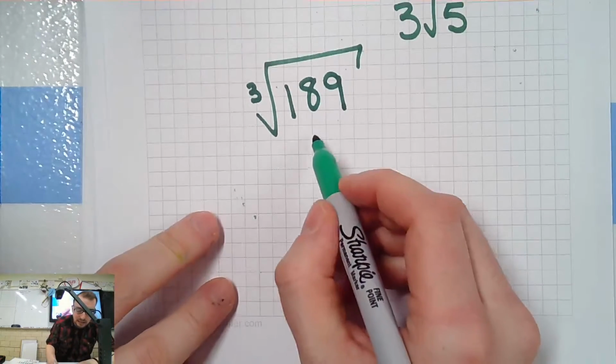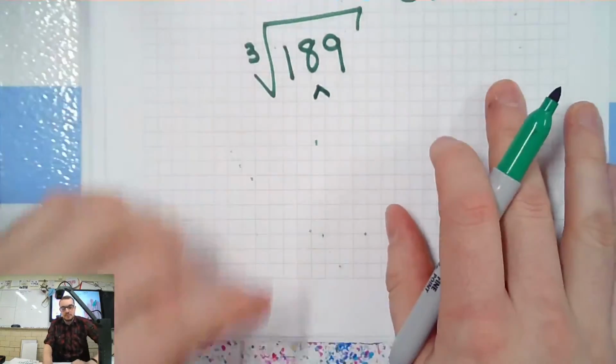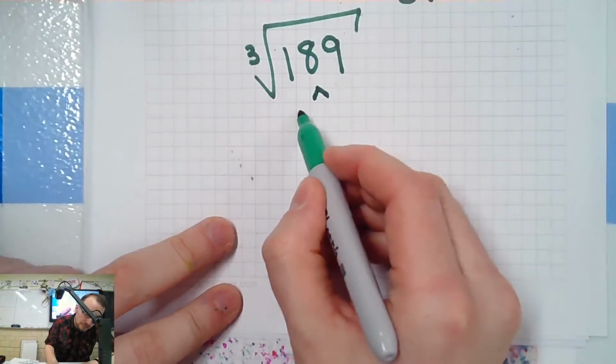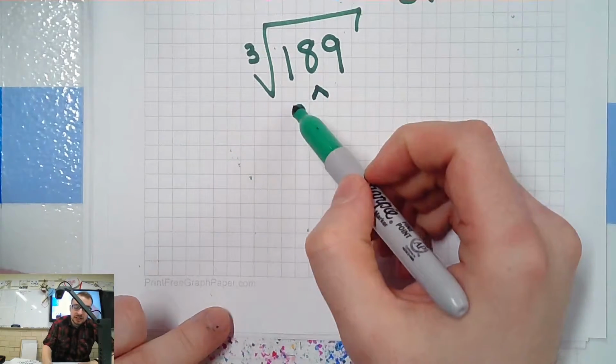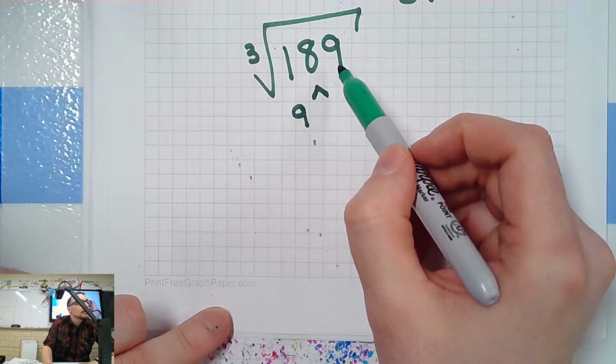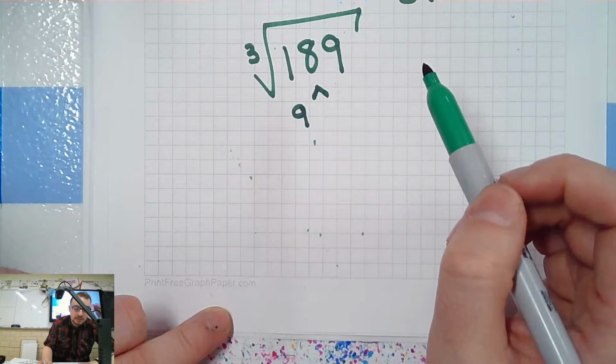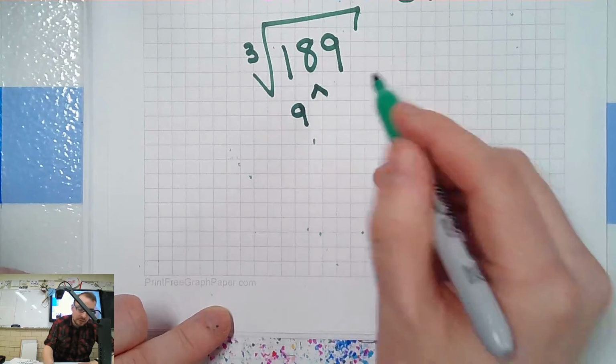So let's break down 189. How many times does 9 go into 189? Well, 9 goes into 180 20 times, so 21, yep.